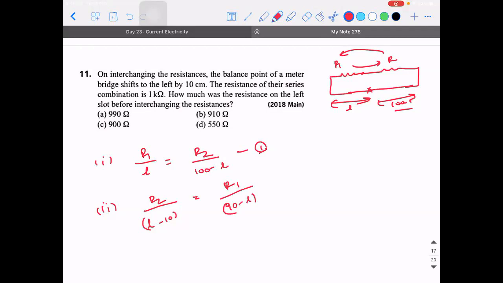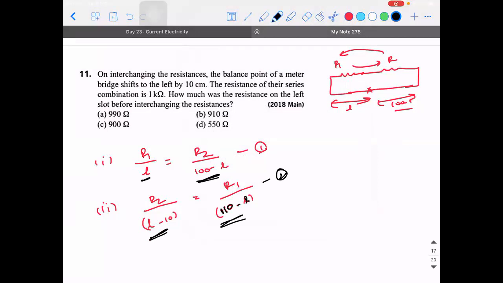Correct. If I add both, I should get 100. No, I'm not getting that. So it should be 110 minus L. The logic is, if you add these two denominators, you should get 100. So here it is L minus 10. Here it is 110 minus L. So let this be equation number 2.